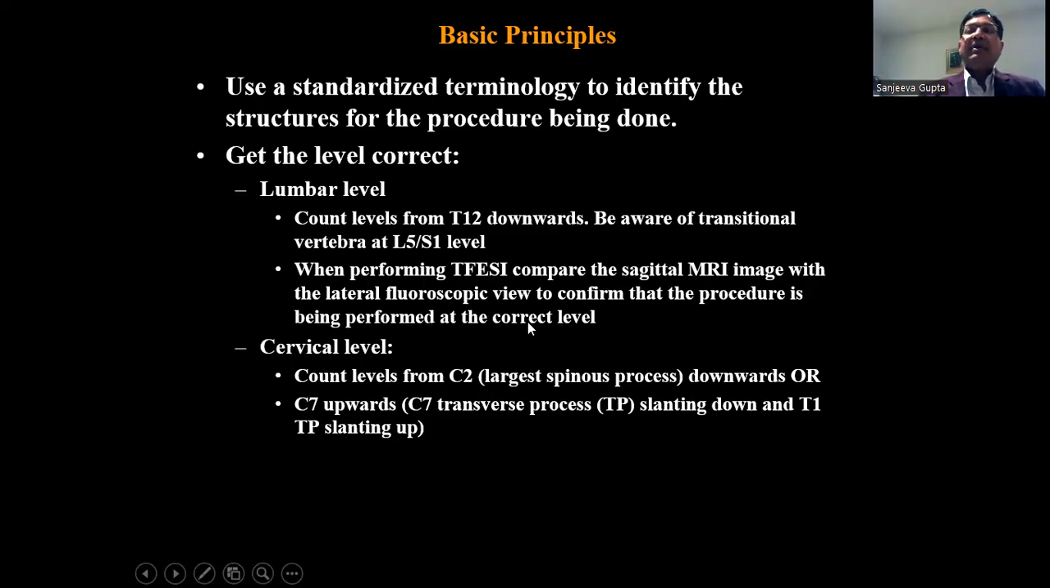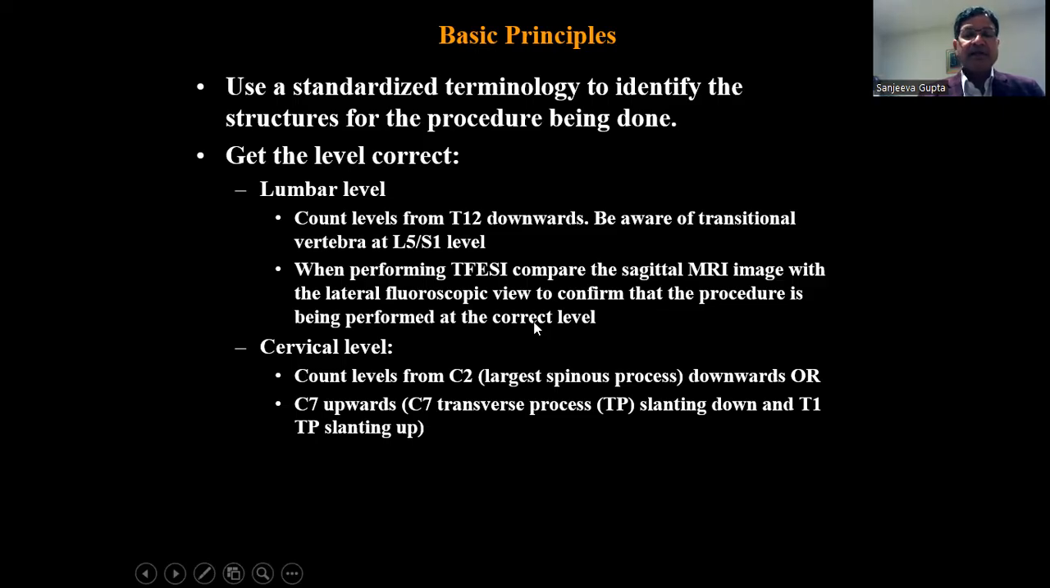If you do an interlaminar epidural, the drug will spread and generally we inject a larger volume. So it is more forgiving in my opinion, but transforaminal epidural is less forgiving because we don't inject huge volume, one. And second thing is that the drug doesn't spread as much as we think compared to the interlaminar epidural. So comparing the sagittal T2 weighted image of the MRI scan and identifying the pathology and comparing that with the lateral fluoroscopic image can confirm that the procedure is being done at the correct level.